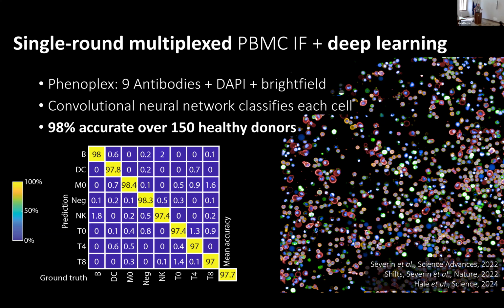We can get a single convolutional neural network that is 98% accurate across images of such cells from 150 different healthy donors. And those healthy donors are processed at different days and different times. So, you know, there's a lot of experimental and batch effects, variability in that background. But these neural networks can really be trained to be robust to that kind of technical variability.